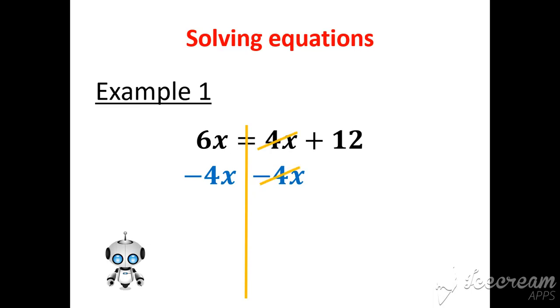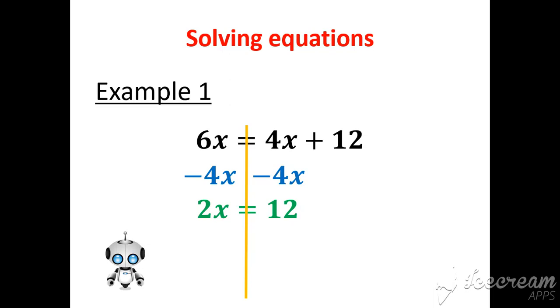Right, these 4x's will disappear because if I have 4x and I subtract 4x, that leaves me with 0. But I do have my positive 12. I'm just going to write 12. I don't need to write the positive. I do have my 12 remaining on this side. And on the other side, I've got 6x subtract 4x. 6x subtract 4x leaves me with 2x. So I've done my first step of the equation and I've got down to 2x is equal to 12.